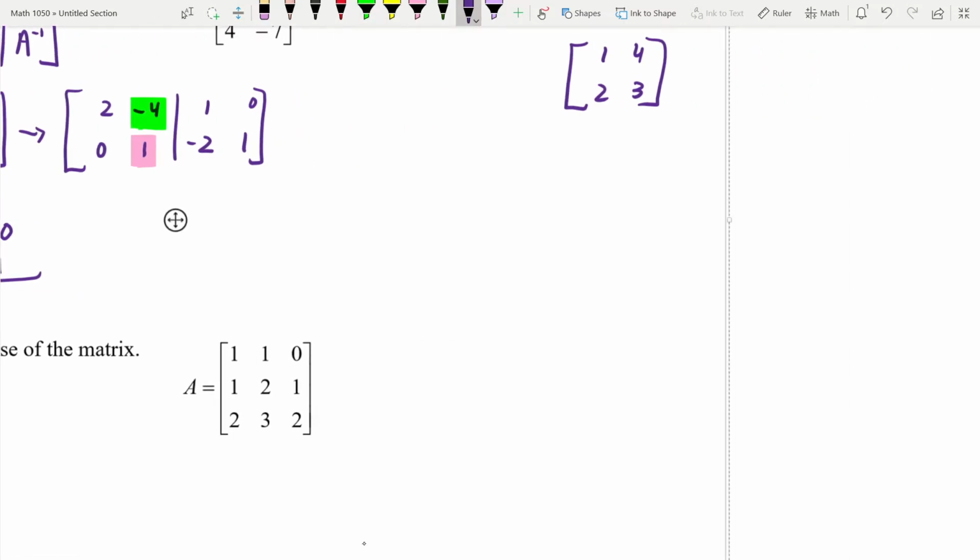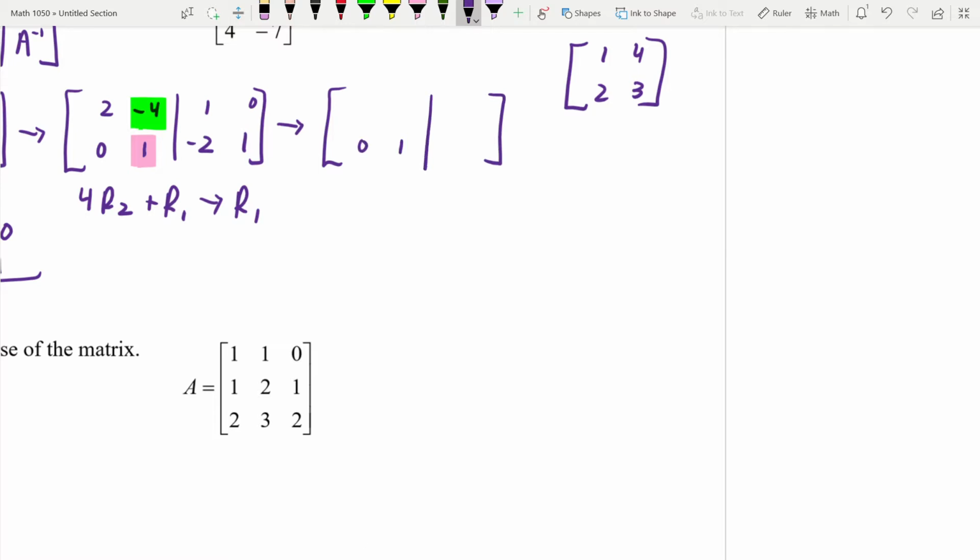Use the 1. So I'm going to go 4 times row 2 plus row 1 becomes my new row 1. So row 2 doesn't change. Multiply a 4 across the bottom and you get 0, 4, -8, and 4. Write row 1 underneath it, add those together, and you get 2, 0, -7, and 4.